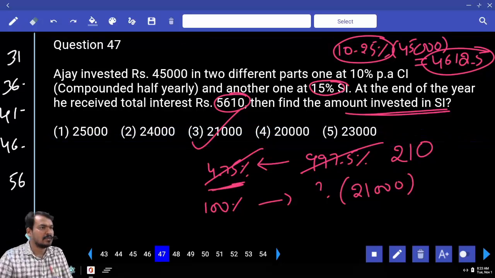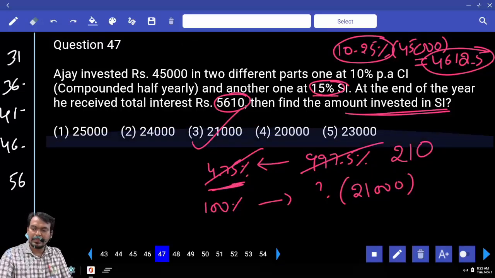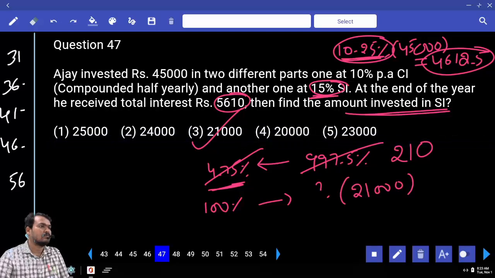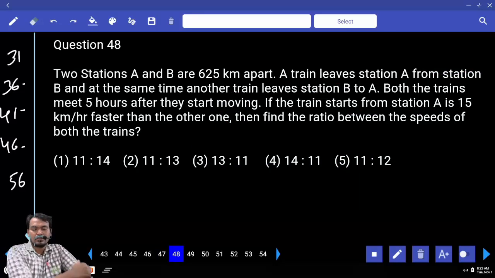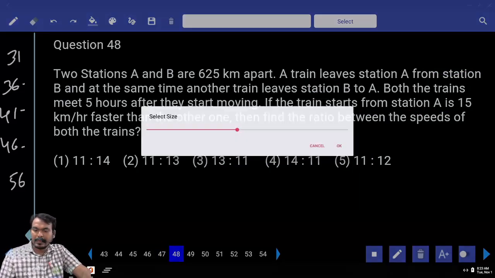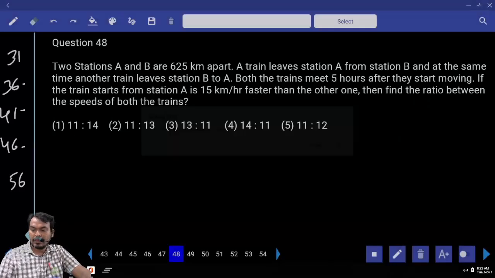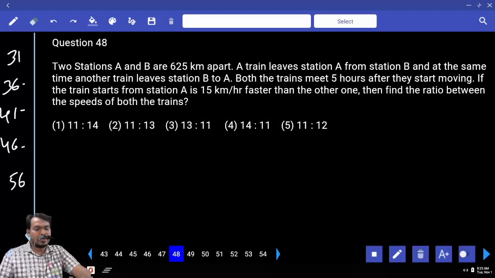4.75% means it is the interest difference between the second case and the first case. Next, question number 48. Two stations A and B are 625 kilometers apart. A train leaves station A for station B. At the same time, another train leaves from station B to A. Are they moving in the opposite direction or the same direction? Opposite direction. Both the trains meet 5 hours after they start moving.